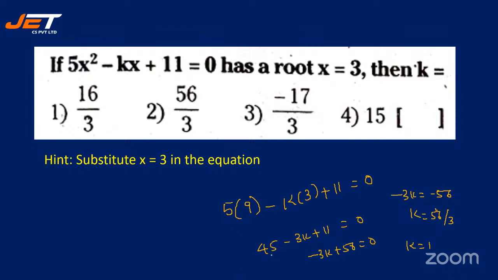Okay, 5 nines are 45 minus 3k plus 7 minus 3k. 45, 55. Yeah, so you get the value as 56 by 3. Correct. So our answer is right. I was just thinking, why is it we are getting it in decimal? So the answer is right. It is option 2. Yes, many of you have given me the correct answer.